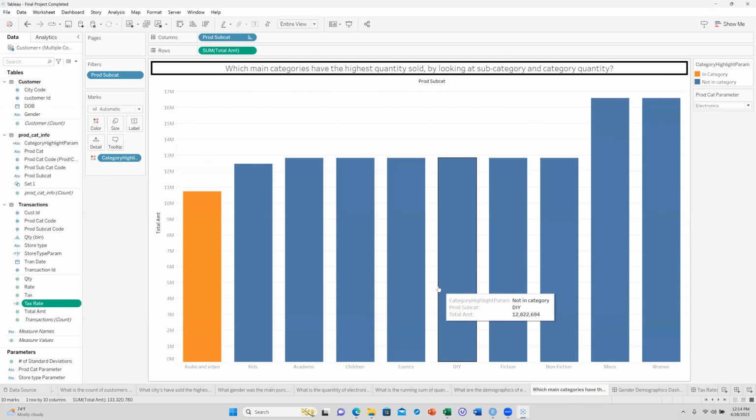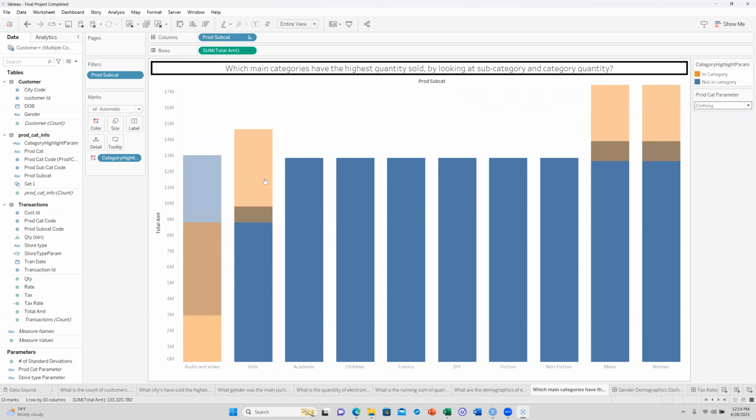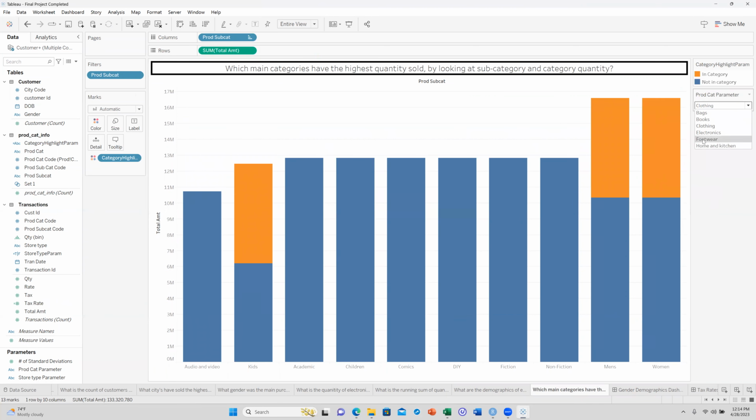Next, we have which main categories have the highest quantity sold by looking at subcategory and category quantity. This one I used a parameter, and it is also dynamic. We have clothing over here. As you can see, it's literally just which subcategories and categories according to quantity have been sold further. So this one's a pretty cool graph.